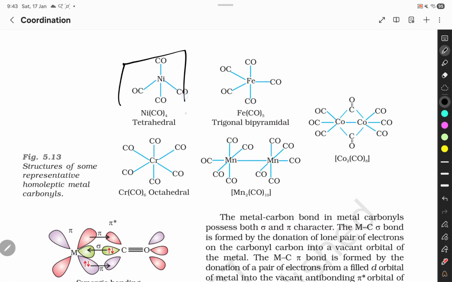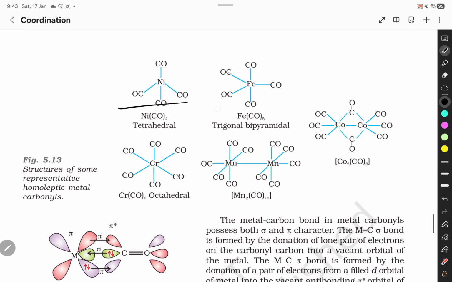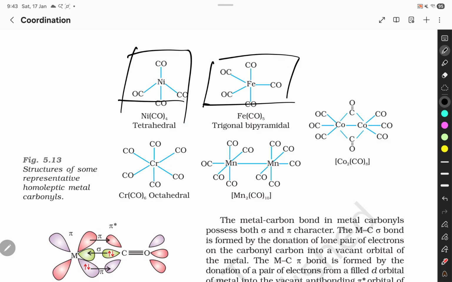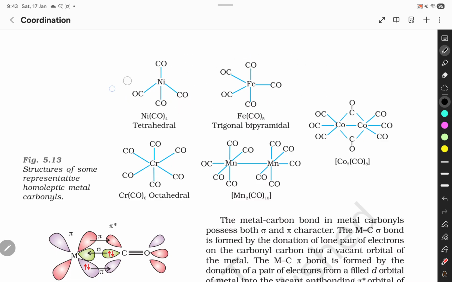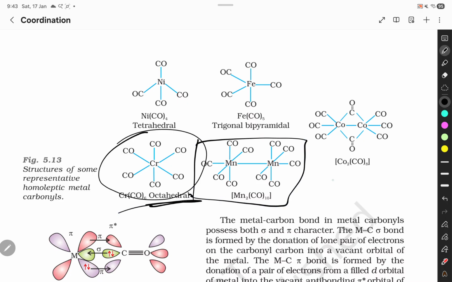So they've given us all these structures, and these two can kind of be remembered. Fe(CO)5 is trigonal bipyramidal. Ni(CO)4 is tetrahedral. That at least I think we knew. Cr(CO)6 is octahedral. Now Mn2(CO)10. You can remember two boxes, like you can just remember something like a star structure like this.